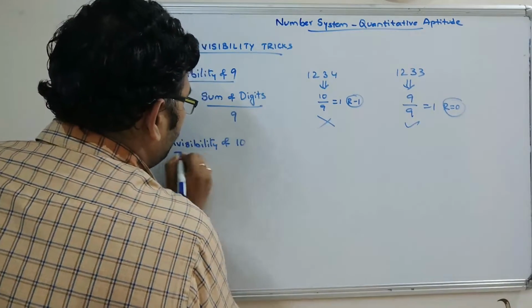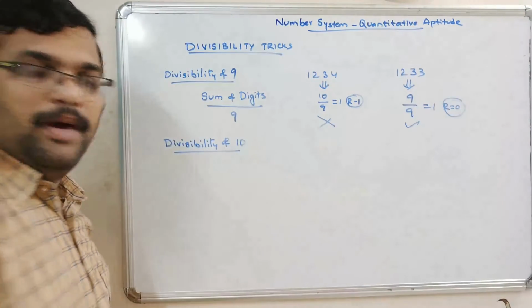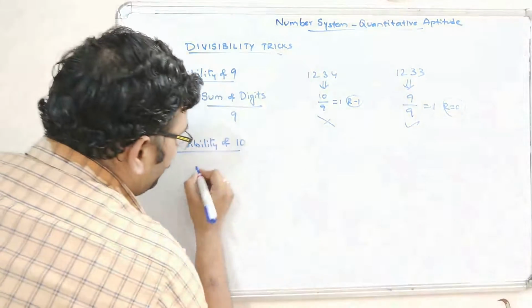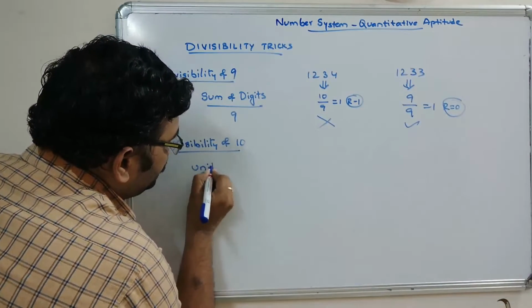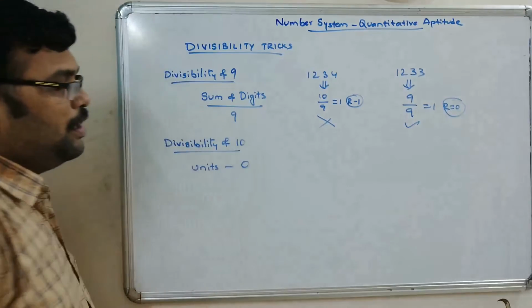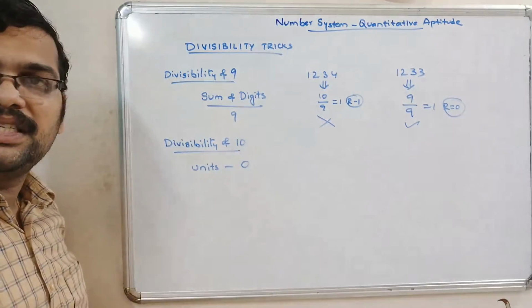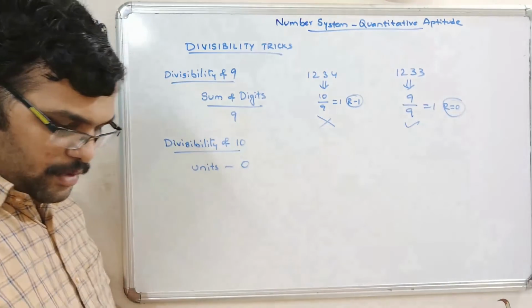The next one is divisibility of 10. We know that divisibility of 10 means if in any number the unit's position is 0, then automatically we can say the number is divisible by 10.